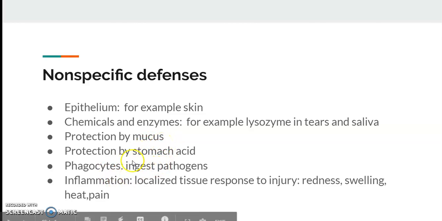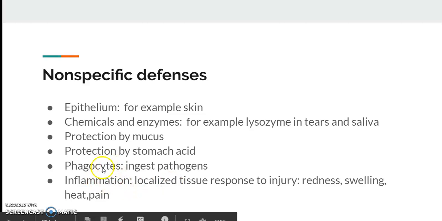And then that first line of defense also includes immune cells that actually ingest the pathogens. So we call these phagocytes. So you may remember when we talked about phagocytosis, which is basically like the cell membrane would just kind of ooze around something and ingest it. So that's what's happening with these generalized cells.